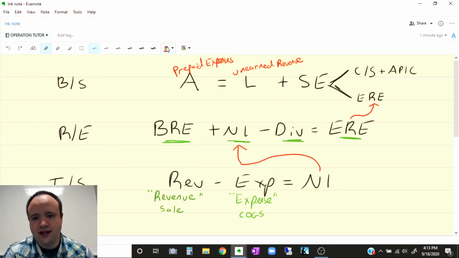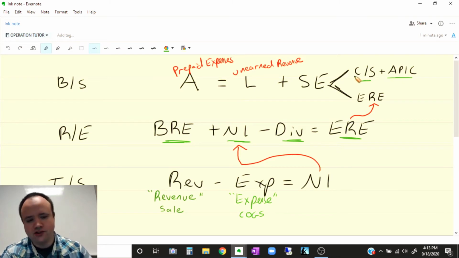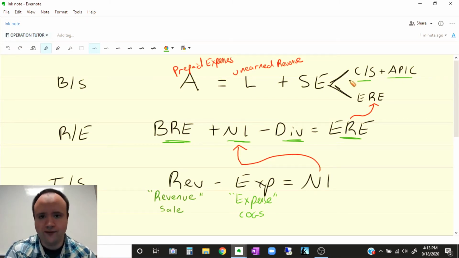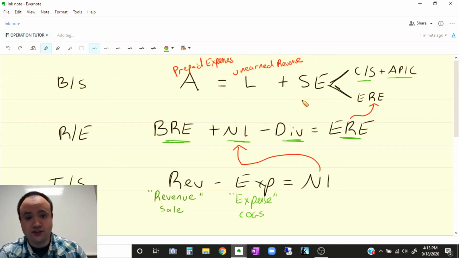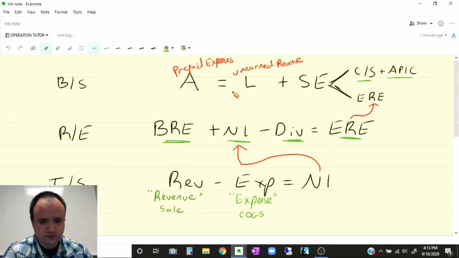And then we've got common stock as far as what accounts go where. Common stock is just an account. It goes right there. Same with additional paid-in capital, which if you do have that in your class, I'm not going to get into the details about it, but that would also go there with common stock. And that's it for stockholders' equity. There's nothing else to it.